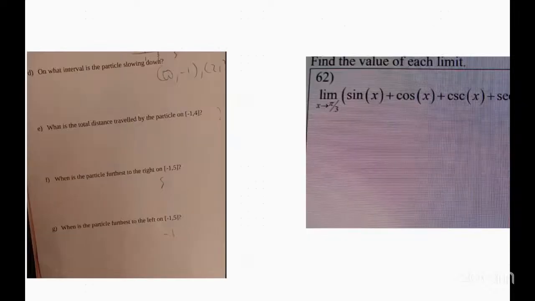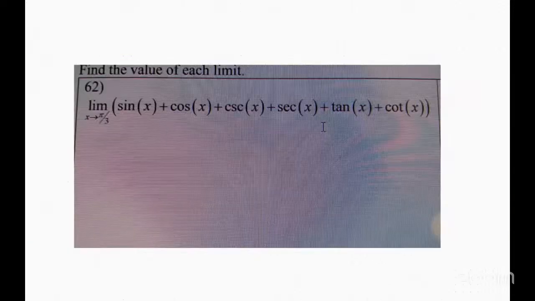Find the value of each limit. The limit as x goes to pi/3. Well, all you have to do is just plug in pi/3 for all the x's for this one. So just plug pi/3 in for all of these. So think of your unit circle, and that will be the limit. Anytime they ask you for a limit, if you can plug in the values, just do it and be done with it.